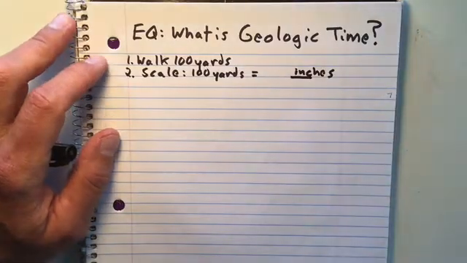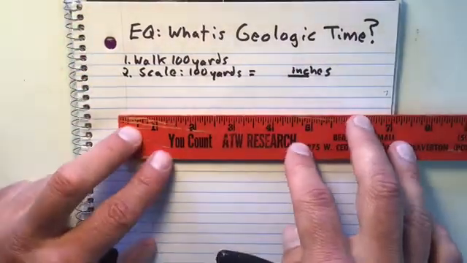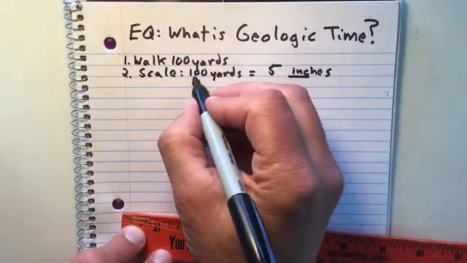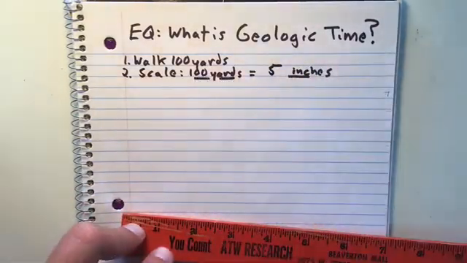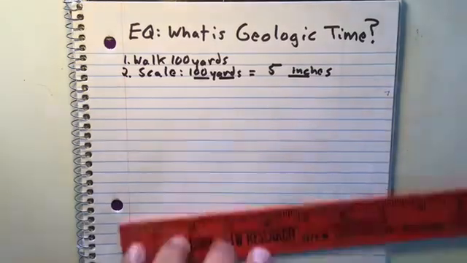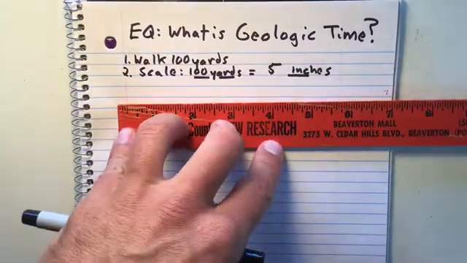Okay, with the amount of space we have, and space is important with scale, we're going to use 5 inches. We're going to convert 100 yards into 5 inches. I'd love to hear what you came up with. So now we're going to use our ruler. If you take a ruler, we're going to use inches here.